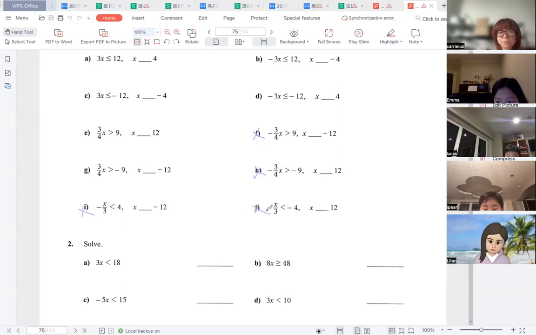Right? For the x something 12, is it bigger than or smaller than? You fill it with that, right? Okay.